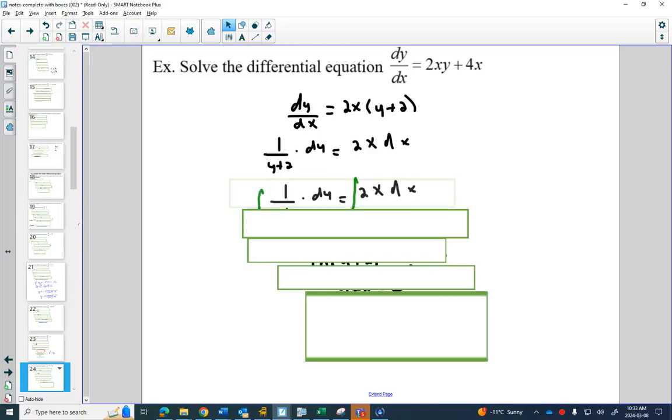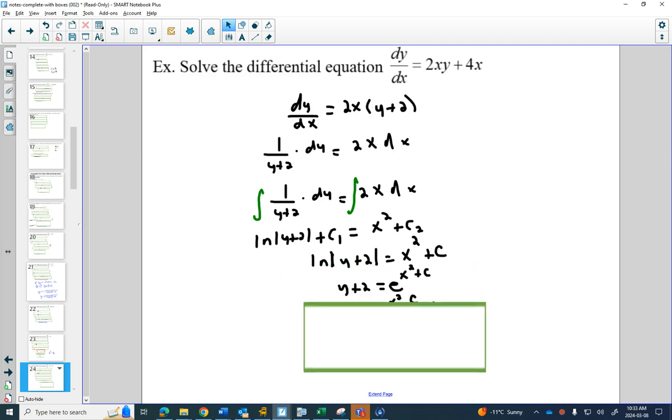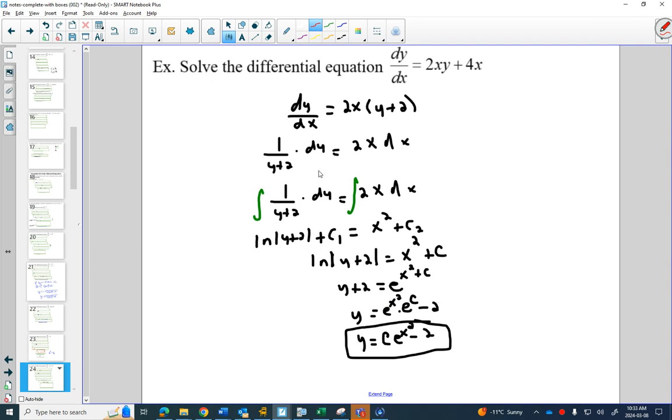And then, of course, integrate both sides. And this would be fine. And this would be fine as well. So I put a red box. Well, we move the 2 over. That would be fine, or that would be fine. Put a red box around that one too.